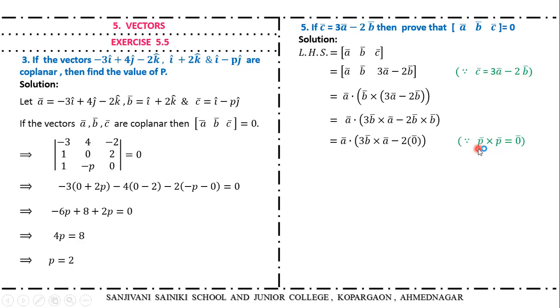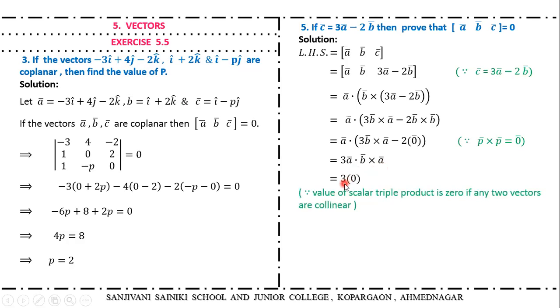The cross product of any vector with itself is always equal to 0. So B bar cross B bar is 0 bar, and 2 into 0 is 0. So what you get is A bar dot 3B bar cross A bar. We can take 3 outside, so 3 times A bar dot B bar cross A bar. Again, its value is 0.